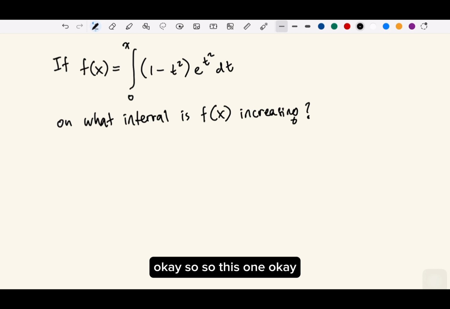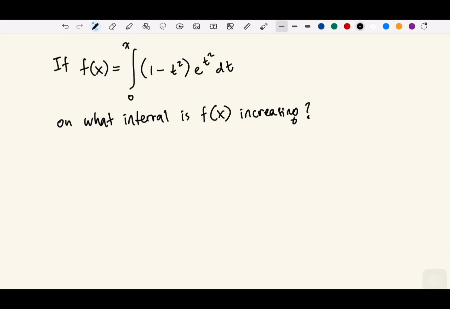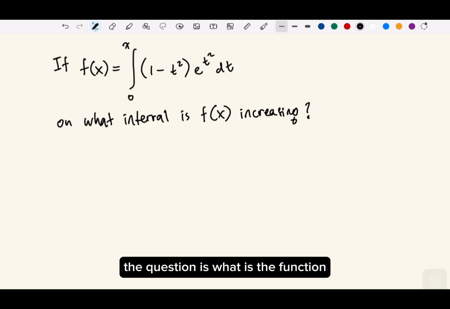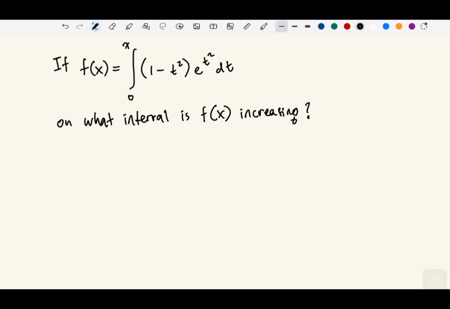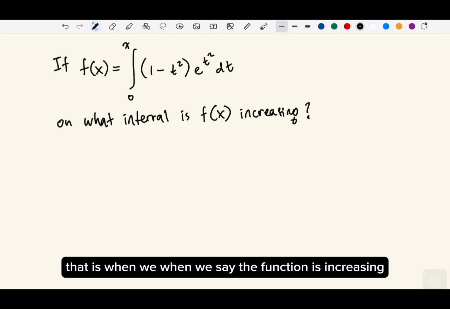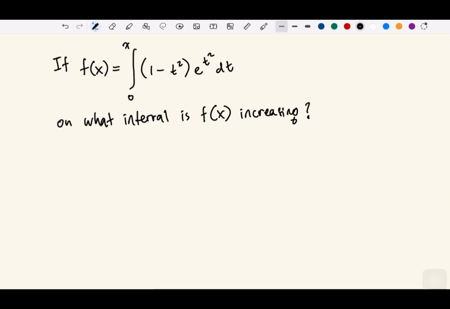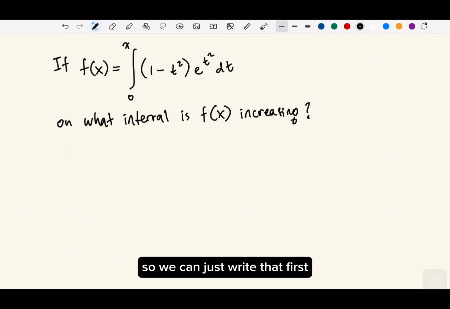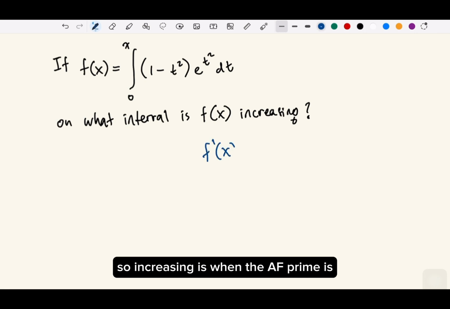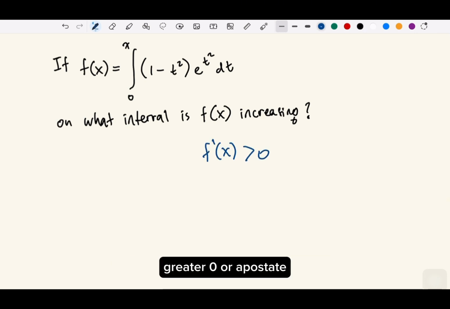Okay, so this one. The question is, what interval is the function increasing? The function is this. So we need to accept that now this integral is our function. Okay. So the idea is still very similar. That is, when we say the function is increasing, it means that the first derivative needs to be positive. Okay, so we can just write that first. So increasing is when the f prime is greater than 0 or positive.